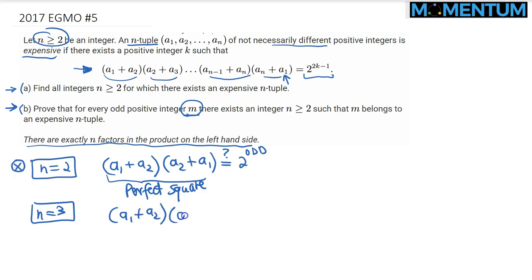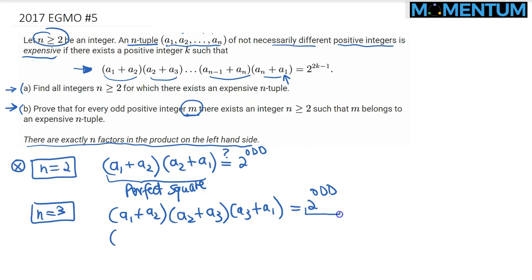(a1 plus a2), (a2 plus a3), and then a3 goes back to a1. Again, let's check if we can write this as an odd power of 2, 2 to the power 2k minus 1. All it says about the a_i's is that they are distinct positive integers. They can't be negative, they can't be 0. Because on the right-hand side you want a power of 2, each of these terms must be powers of 2, right? So I think that's clear, because we are only allowed to use integers.